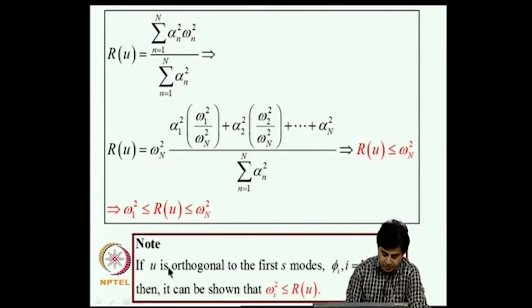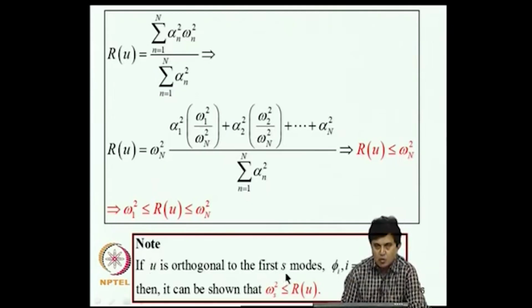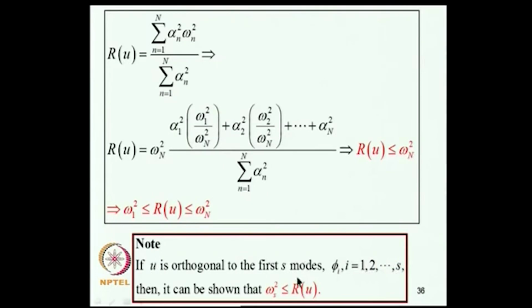Now, we can work through this if the u that we are selecting is orthogonal to the first s modes. It so happens that if you know the first 3 modes in a 10 degree of freedom system, for example, and you select your trial function to be orthogonal to the first 3 modes, then you will end up getting an upper bound on the fourth natural frequency. This result can be shown using similar arguments. I leave this as an exercise for you to complete.